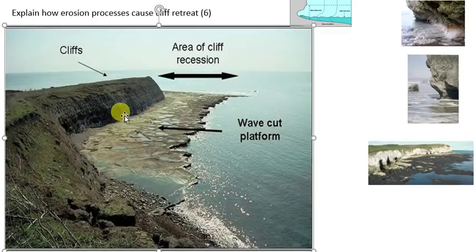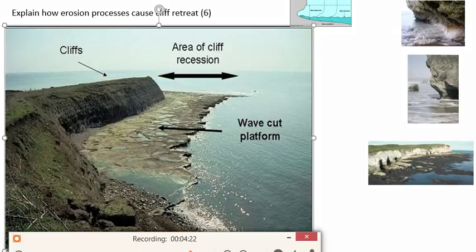Right, so you can see where the position of the current cliff is, just here. And once upon a time, if you rewind back in history, that cliff would have extended all the way to this point just here. So a wave cut platform is evidence of where the cliff was previously. And obviously, over a long period of time, that has been eroded by the sea, and the cliff has retreated backwards. So it would have been here, but it's actually retreated to this position just here.